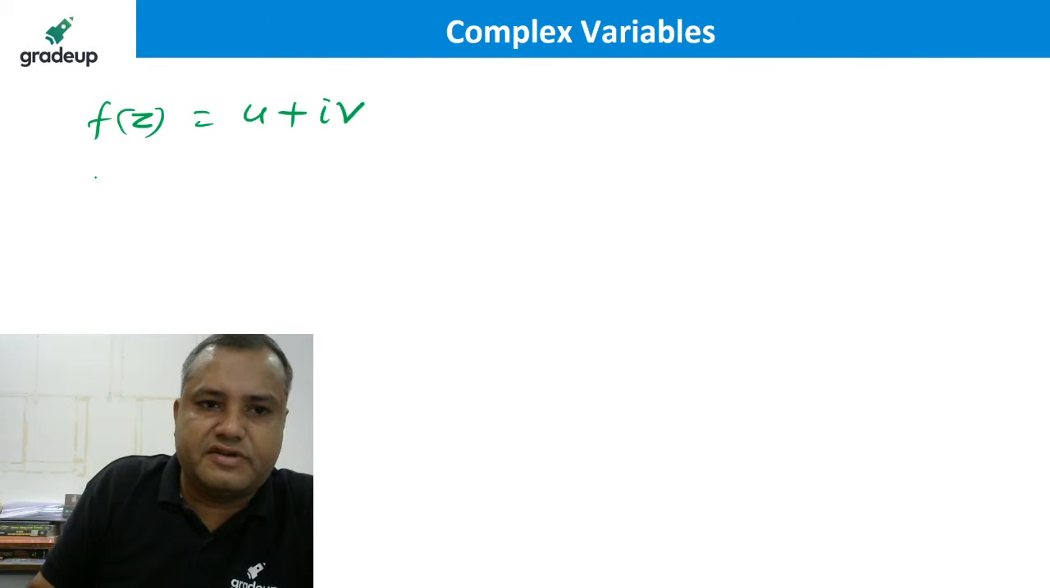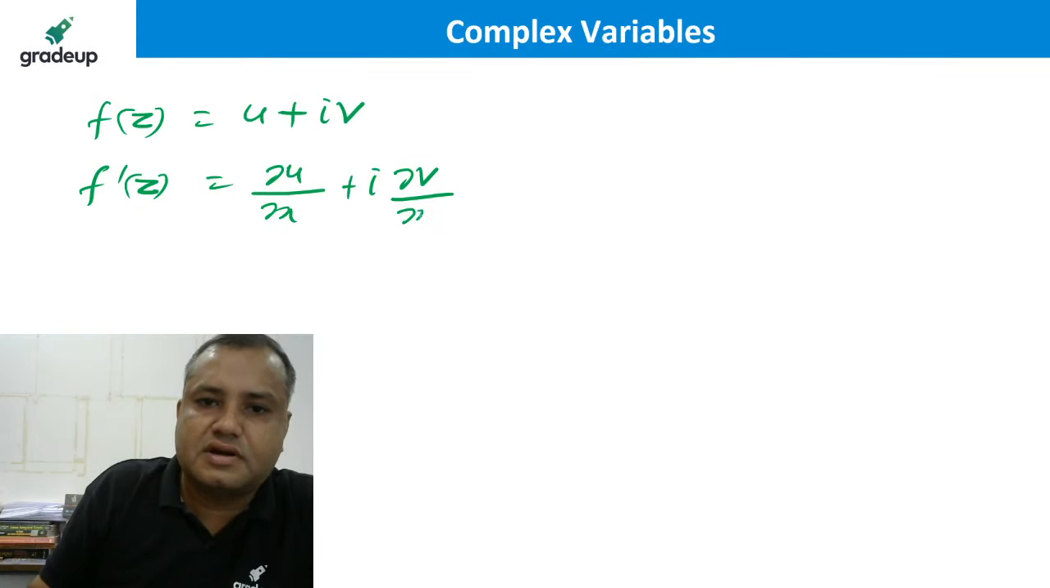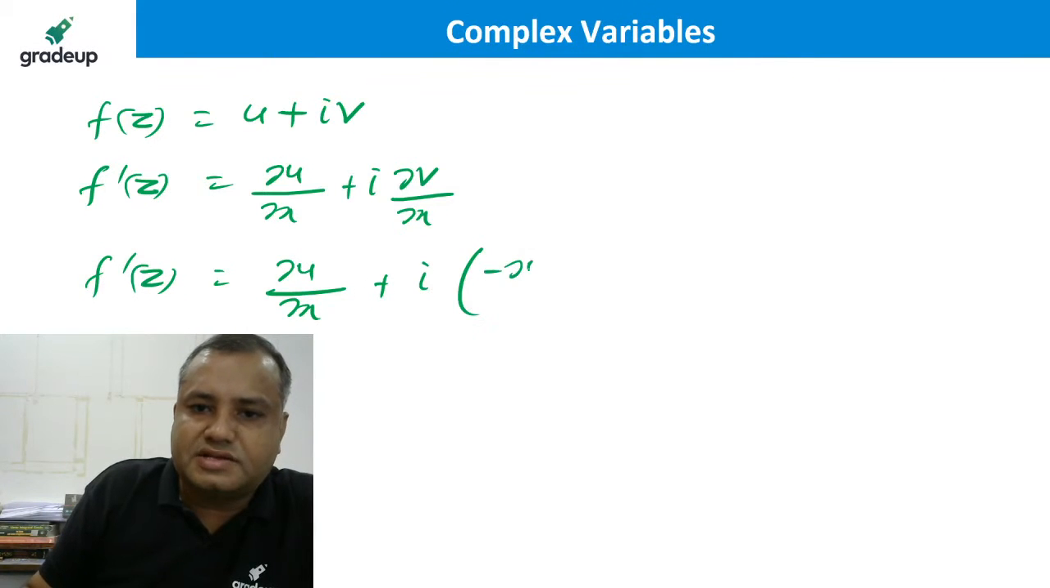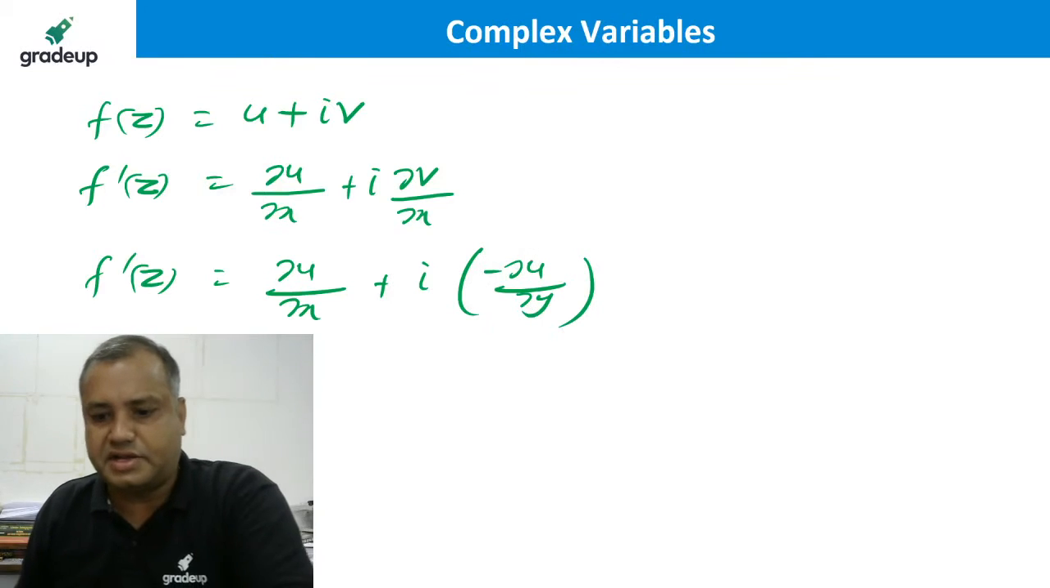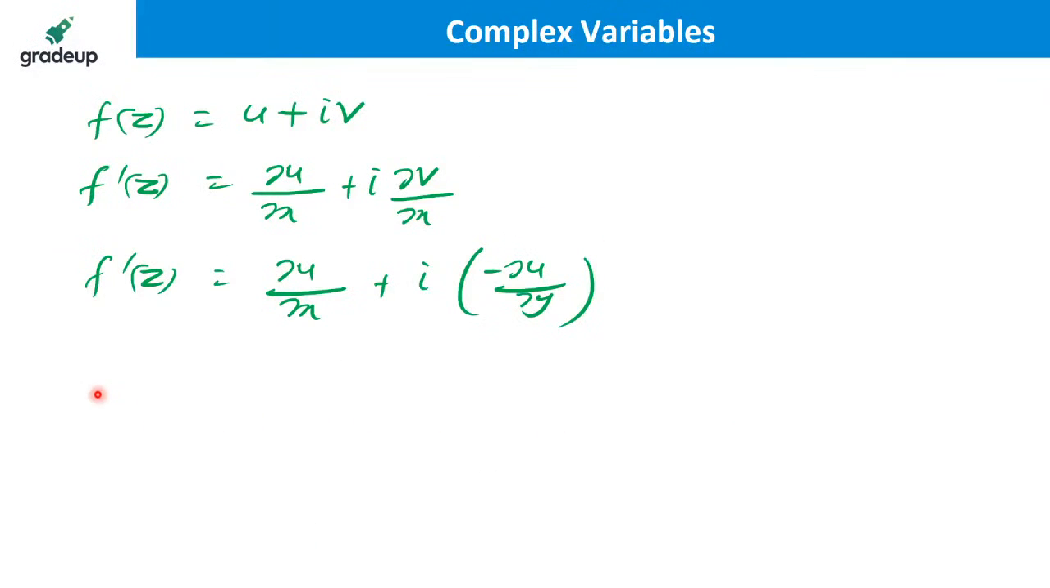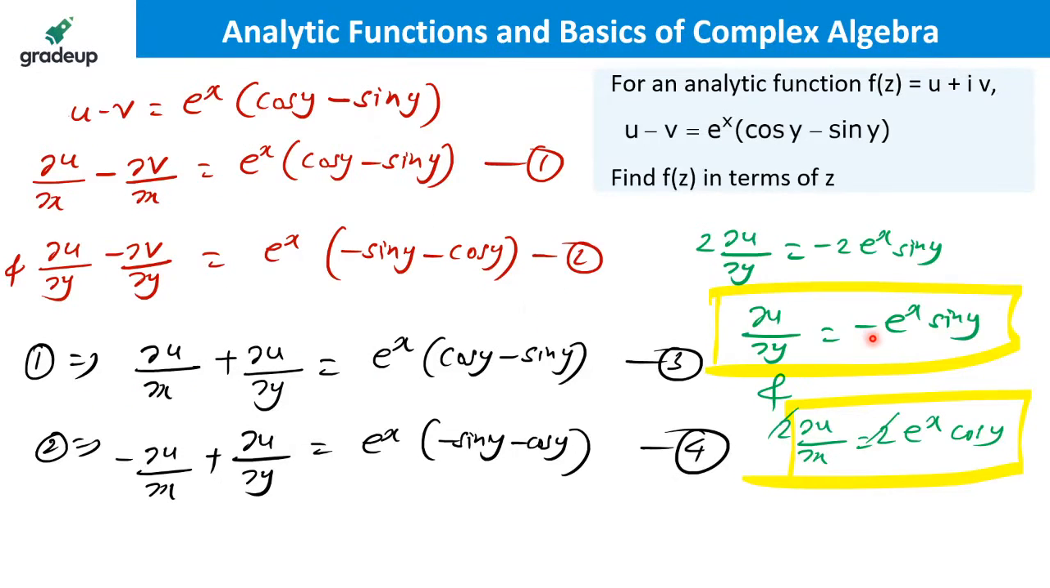F of z is u plus iv. F dash z is del u by del x plus i del v by del x. Del u by del x minus i del u by del y by CR equation, and now I need the substitution. So del u by del x is e raised to x cos y, and I need minus del u by del y, minus minus plus e raised to x sin y.